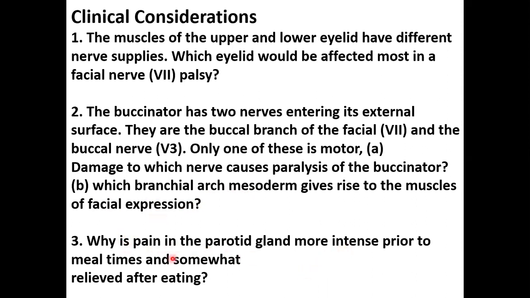Why is pain in the parotid gland more intense prior to meal times and somewhat relieved after eating? Okay, so when it comes to salivation, that's part of your parasympathetics, which is your autonomic nervous system. You have no control over that. Your parasympathetics are for rest and digest, feed and breed. So when you see food, your parotid gland starts to produce saliva. Once again, you cannot control this. Once you've stopped eating, your parotid gland no longer needs to produce saliva. You've already eaten and the food has been chewed and swallowed. So your parotid gland makes saliva in anticipation of you eating, and once you're done eating, it doesn't need to make as much saliva anymore.